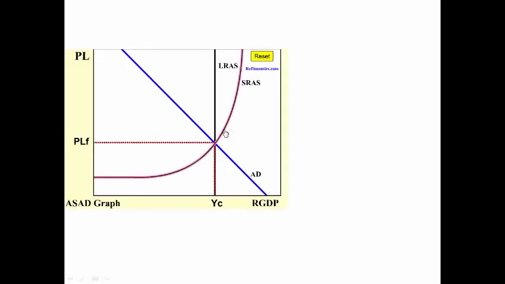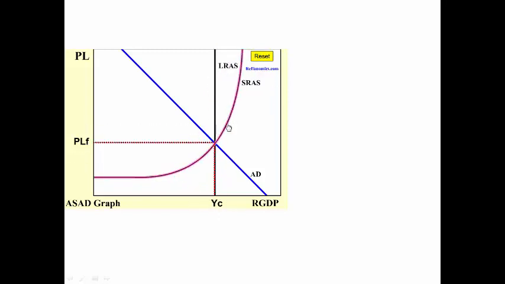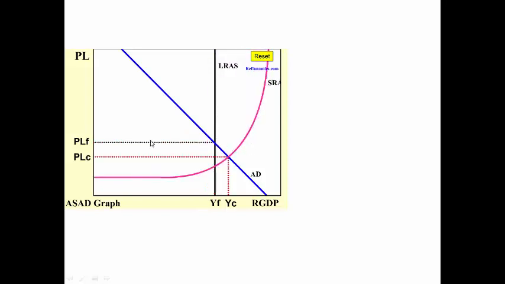AS-AD graph and short-run aggregate supply shift. What causes the short-run aggregate supply curve to shift to the right or shift to the left? Notice when the short-run aggregate supply curve shifts to the right, the price level goes down from the full employment price level to the current price level, and that real GDP or national income also increases.